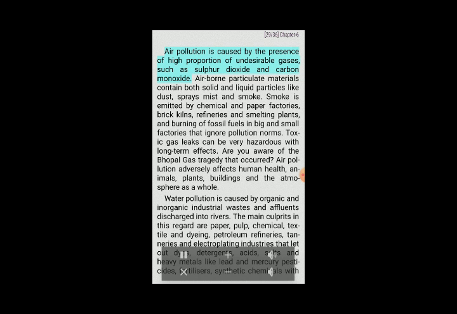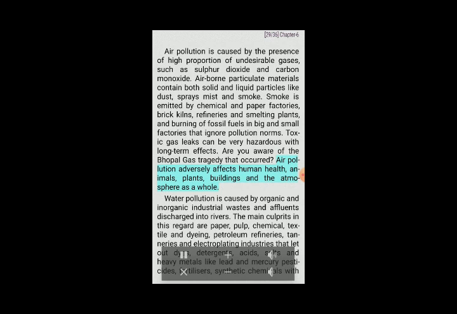Air pollution is caused by the presence of high proportion of undesirable gases, such as sulfur dioxide and carbon monoxide. Airborne particulate materials contain both solid and liquid particles like dust, sprays, mist, and smoke. Smoke is emitted by chemical and paper factories, brick kilns, refineries and smelting plants, and burning of fossil fuels in big and small factories that ignore pollution norms. Toxic gas leaks can be very hazardous with long-term effects. Are you aware of the Bhopal gas tragedy that occurred?